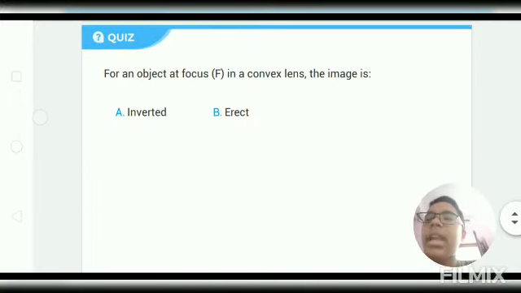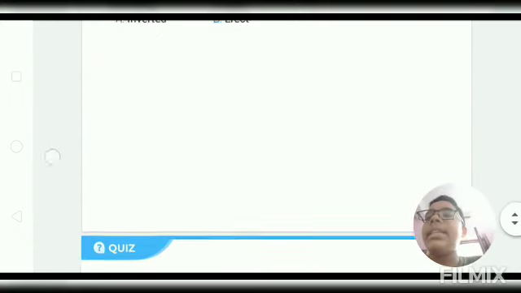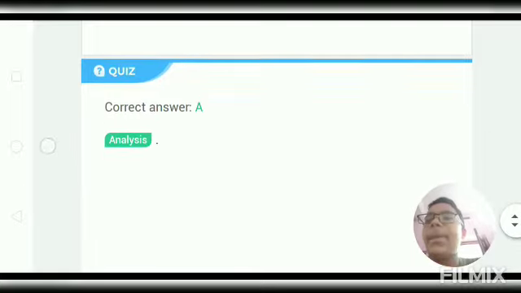For an object at focus in a convex lens, the image is either inverted or erect. What is the nature of the image when the object is placed at the focus of a convex lens? Time ends in 5, 4, 3, 2, 1. It is an inverted image.